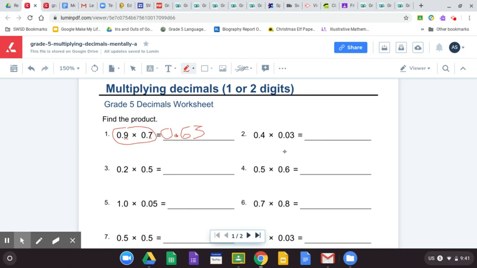Over here, I'll show you with number 2 as well. For number 2, we just have the numbers 4 and 3, and the rest of them are 0. So 4 times 3 is 12.